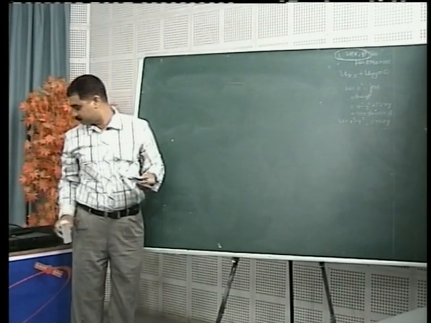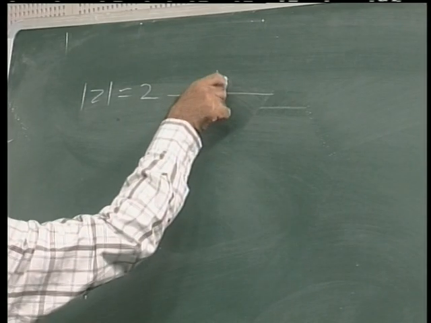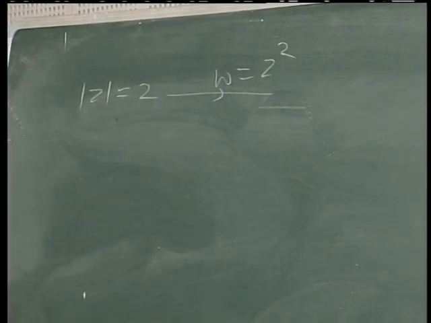Previous slide. Find the image of mod z minus 1 equals 1 under the mapping W is z square. Before that, let me take mod z equals 2. What is the image under the mapping W is z square? First of all, let's see this. Mod z is 2 only.